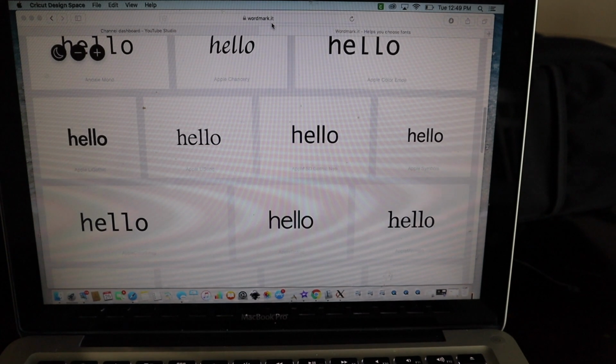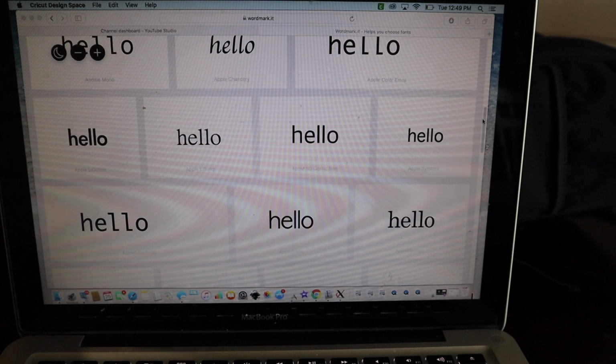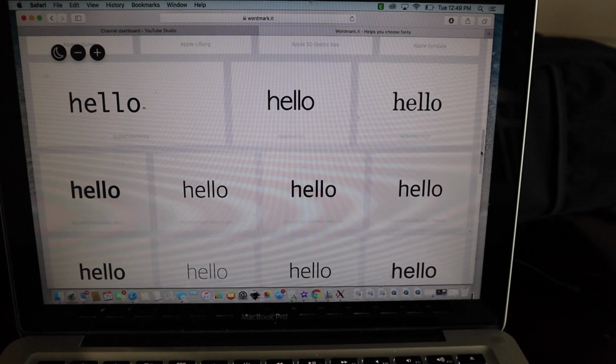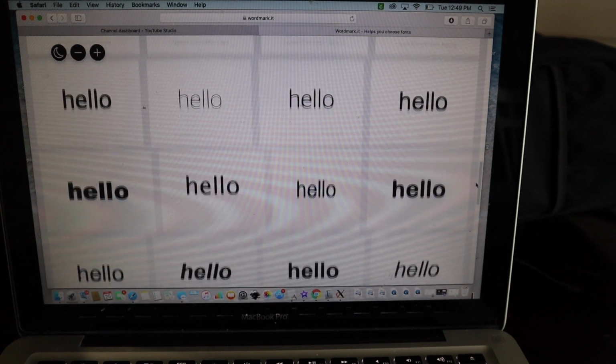This is wordmark.it, and here you can see all the different fonts that are on my computer. It pulls them up and shows me in this one easy window where I can compare them all at once. It definitely makes your life a lot easier.